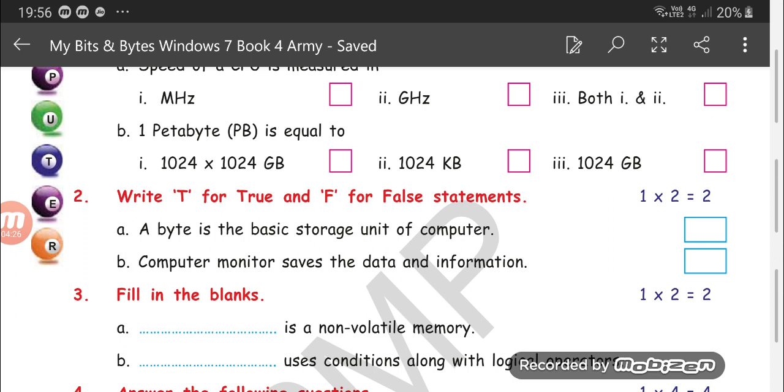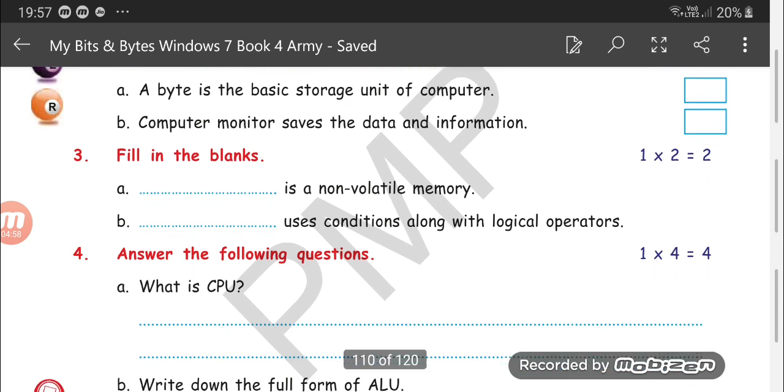Next is, inside the computer there are two memories, RAM and ROM. And ROM is a non-volatile memory. Next is, dash uses conditions along with logical operators. The correct answer to this is logical operations use conditions along with logical operators.